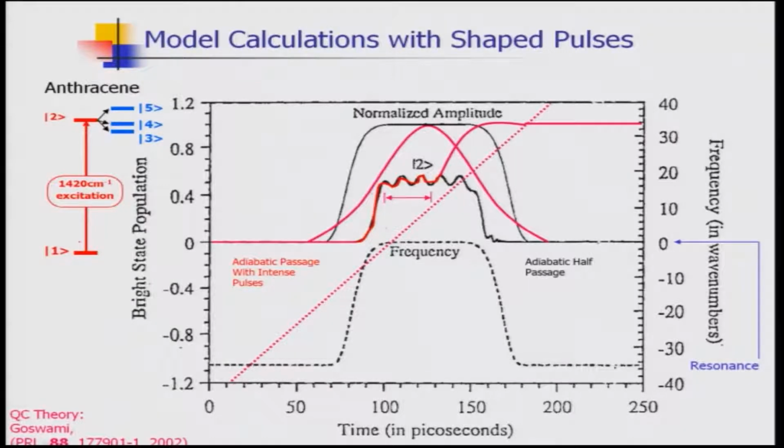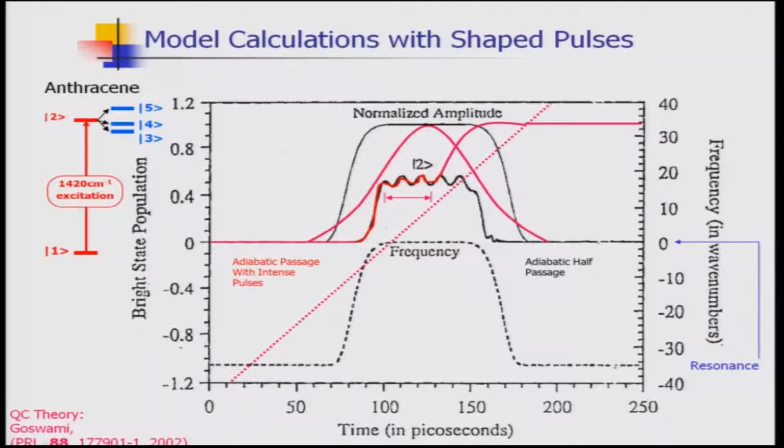However, when the frequency sweep goes further away from resonance, the system again follows the applied field and goes into the excited state. So, this is the principle of adiabatic passage, which can be seen at certain frequencies or at certain sweeps of the frequency.